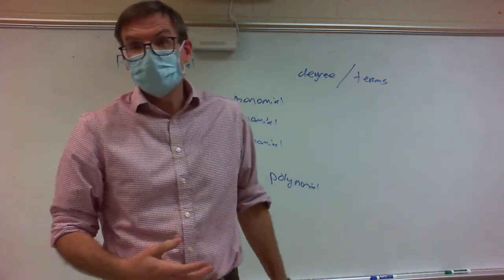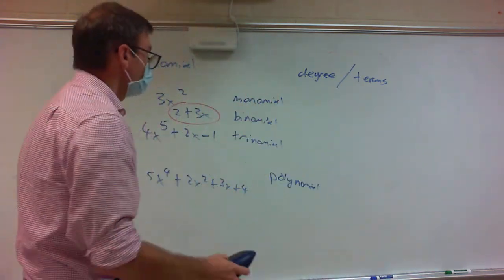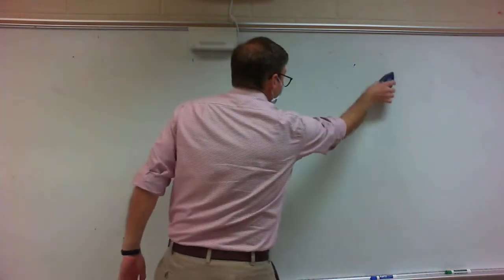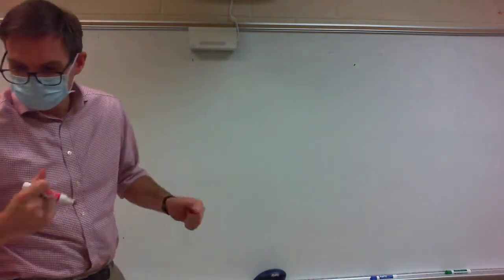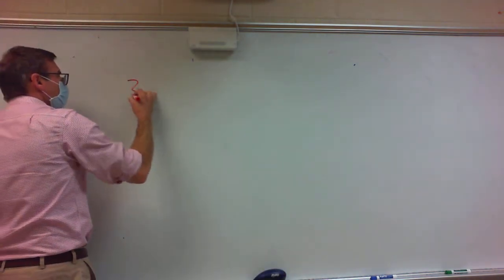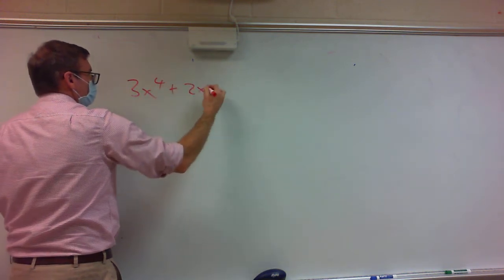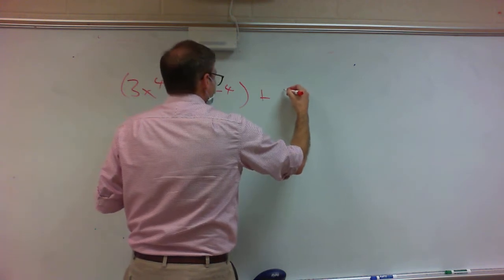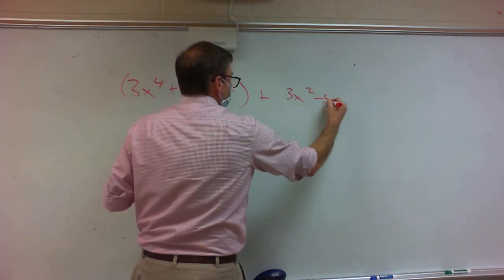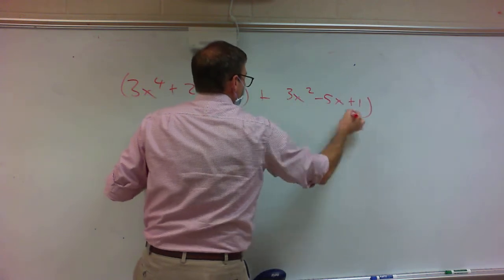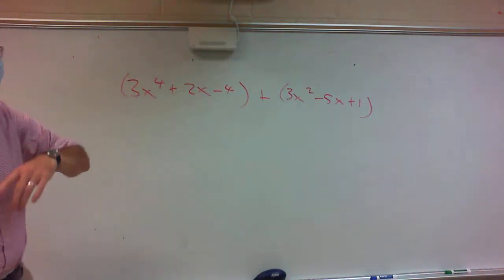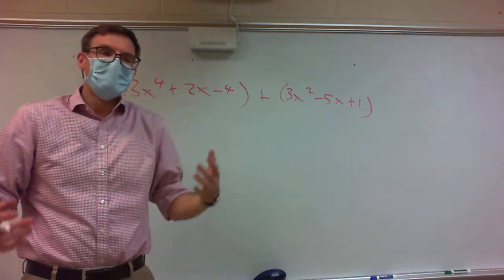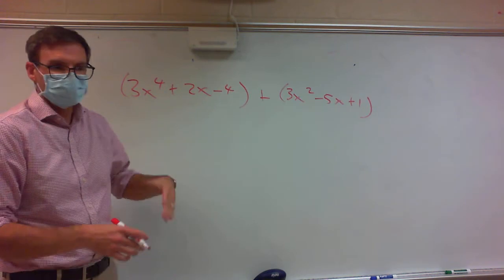The next thing we need to do are things with polynomials. And what do you do with polynomials? Well, we do some arithmetic. The first little bit of arithmetic is, what if I gave you 3x to the 4th plus 2x minus 4 plus 3x squared minus 5x plus 1. If I ask you to add, here's a polynomial, here's a polynomial. If I ask you to add them, you combine like terms. Like terms are things that have the same exponents.